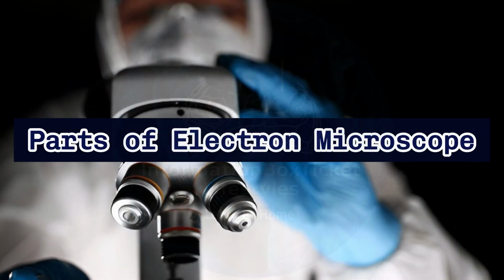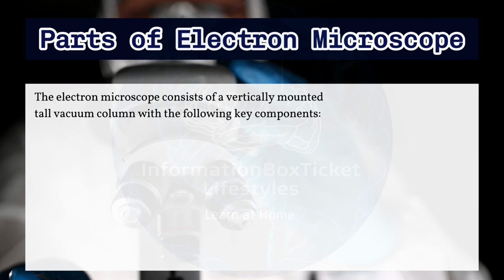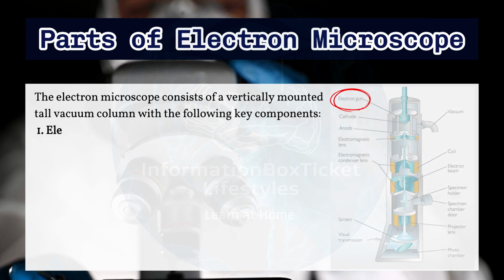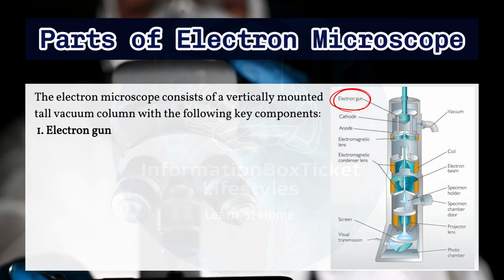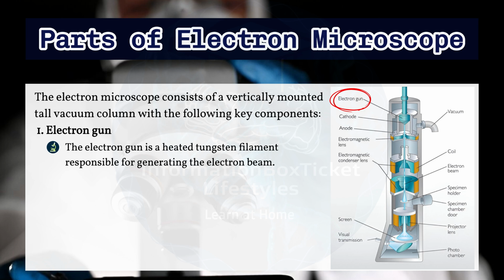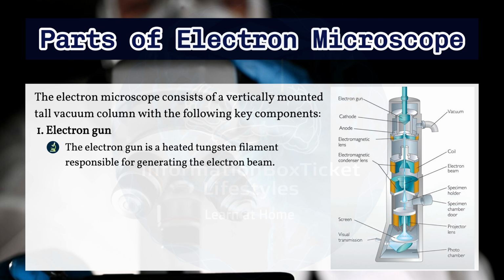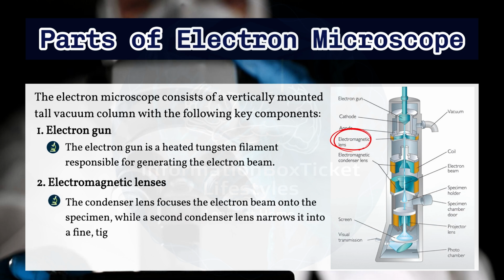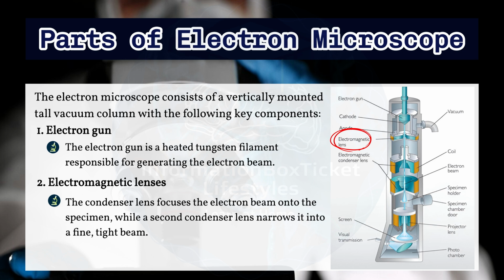Parts of electron microscope. The electron microscope consists of a vertically mounted tall vacuum column with the following key components. 1. Electron gun. The electron gun is a heated tungsten filament responsible for generating the electron beam. 2. Electromagnetic lenses. The condenser lens focuses the electron beam onto the specimen, while a second condenser lens narrows it into a fine, tight beam.